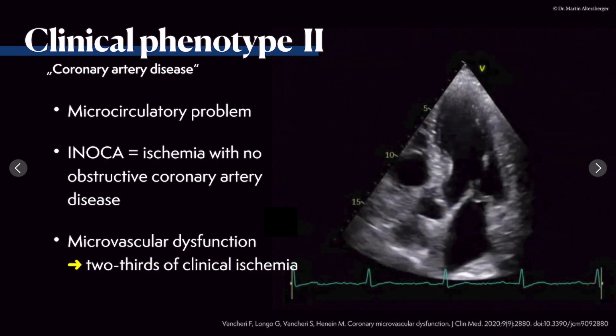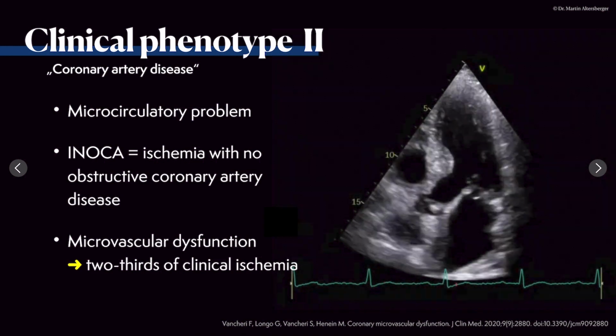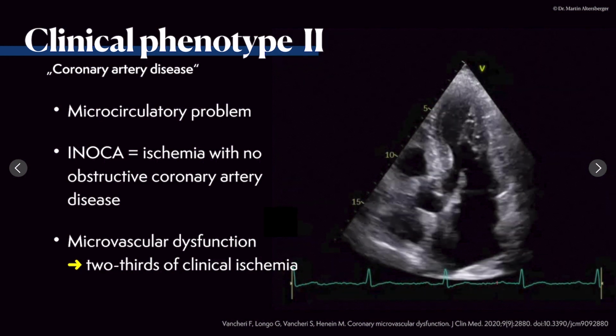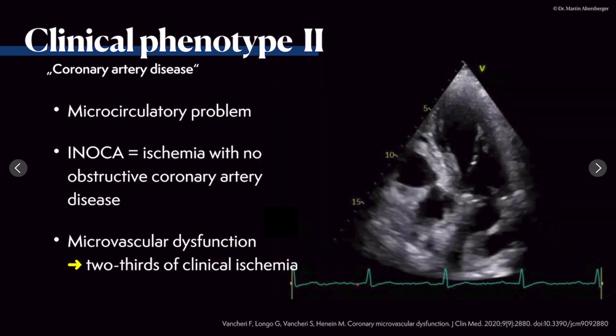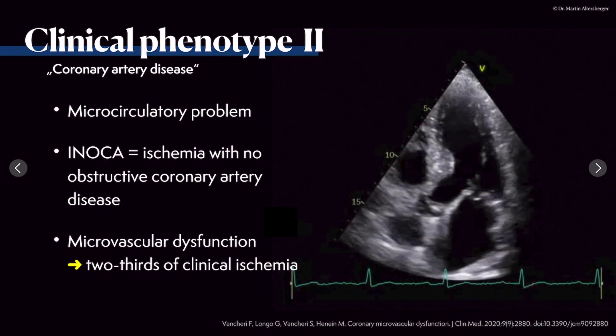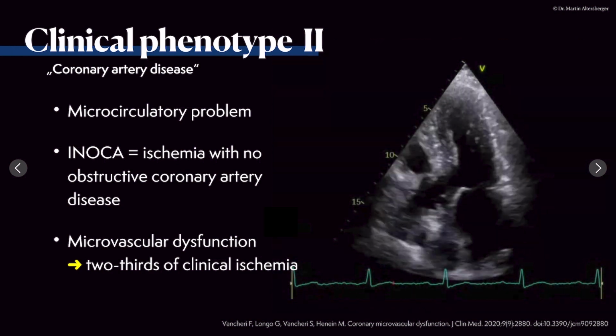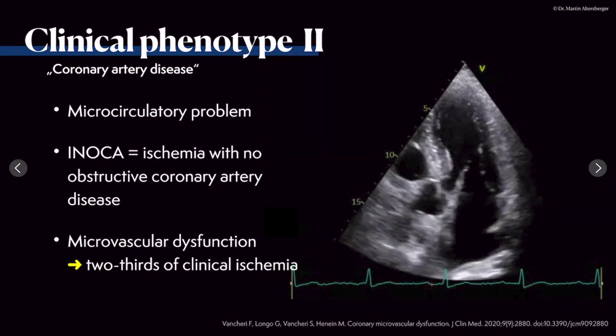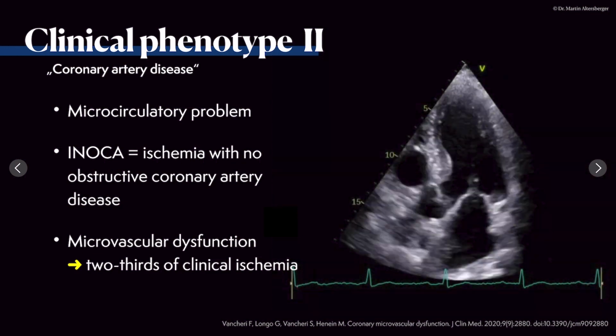Continuing with the next clinical phenotype, we now talk about clinical phenotype 2. So we leave arterial hypertension for a moment and we talk about coronary artery disease. Of course, hypertension is an important risk factor for coronary artery disease, but as a clinical phenotype, here the leading problem is the coronary artery disease.